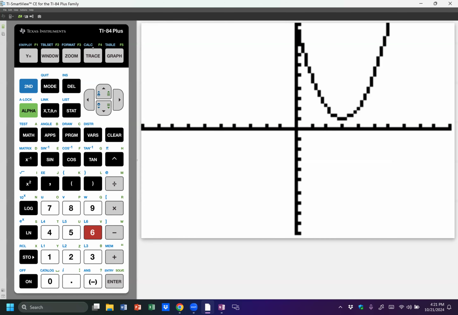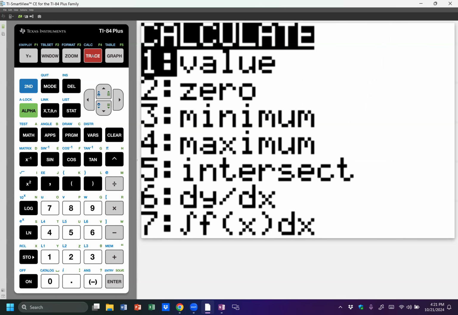Since it's in blue writing, push the blue button that says second first. Watch my screen and you'll see that it turns red. So push the second button, then push the trace button. If you hit second trace, this calculate screen should pull up. If you're not there, pause the video so you can get to that point.